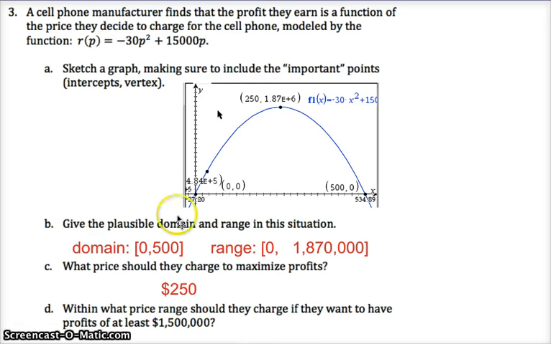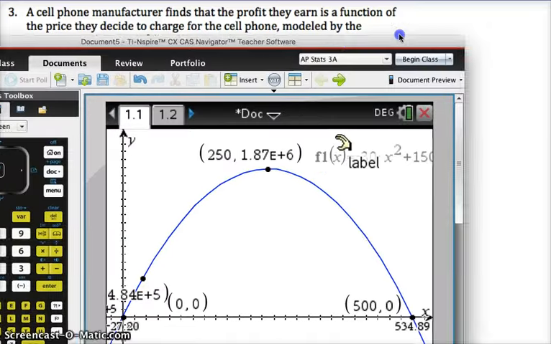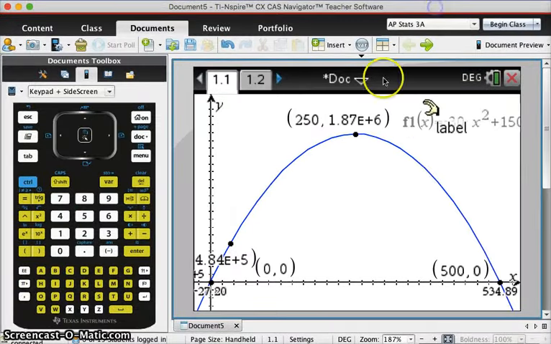Within what price range should they charge if they want to have profits of at least $1.5 million? Okay. So if you look, at some point there's a height here where we reach over $1.5 million. The maximum here is 1.87. But there could be other restrictions in this scenario, like maybe there's a certain market niche they want to try to target, or there's some other restrictions on production. Anyway, they want to know, well, what's our wiggle room if all we want to make sure is we make more than $1.5 million?